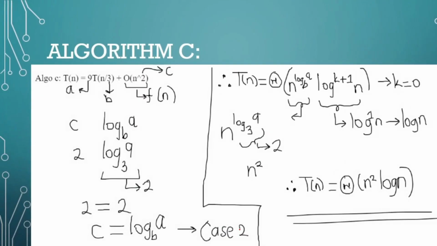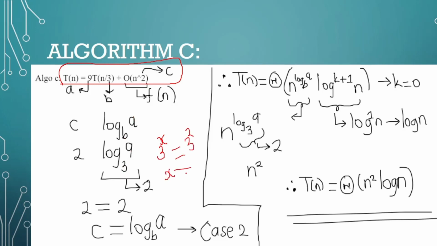Again, we need to derive the time complexity by looking at which case it belongs to. So again, this is just the problem statement that we had for algorithm C in the previous page, and we just want to ask ourselves again, c, what's c? c in this case is 2. What about log to base b of a? What could that be? So 3 to the power of x equals 9, which is just 3 squared.